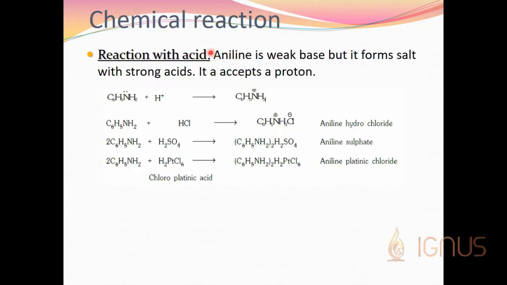Chemical reactions. Reaction with acid. Aniline is a weak base, but it forms salts with strong acids. You can see when you treat aniline with a strong acid, it will give H+. You will get the salt as the product.